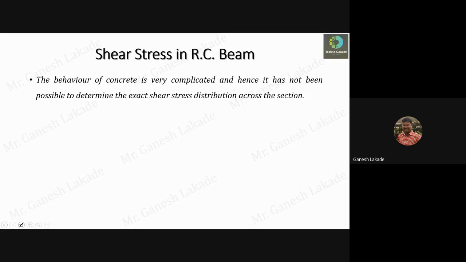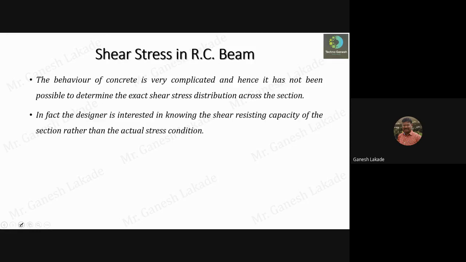So by considering this, the designer is only interested in knowing the shear resisting capacity of the section rather than the actual shear stress distribution. As a designer, what should our interest be? For a section we are going to design, what is the maximum shear stress it can carry?